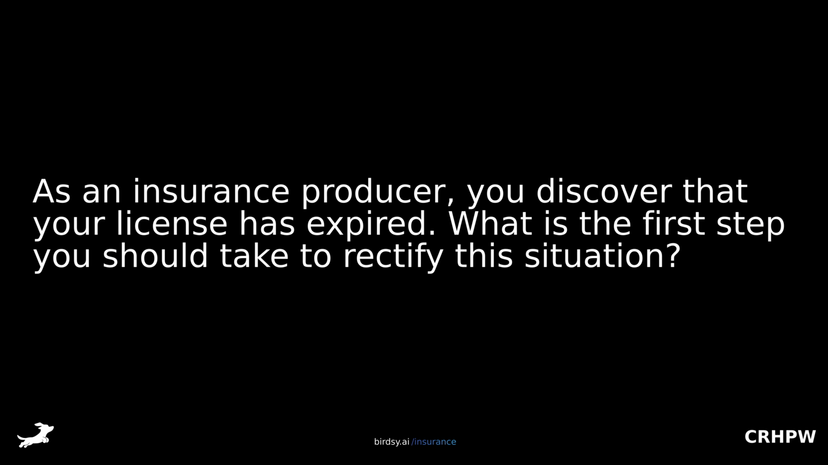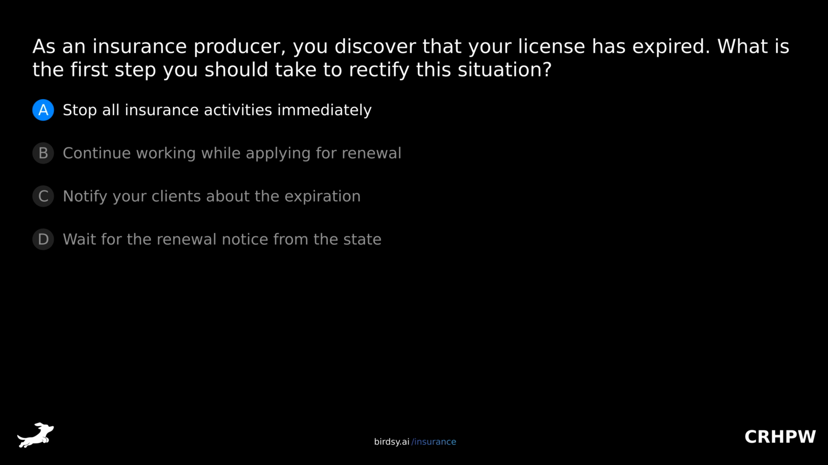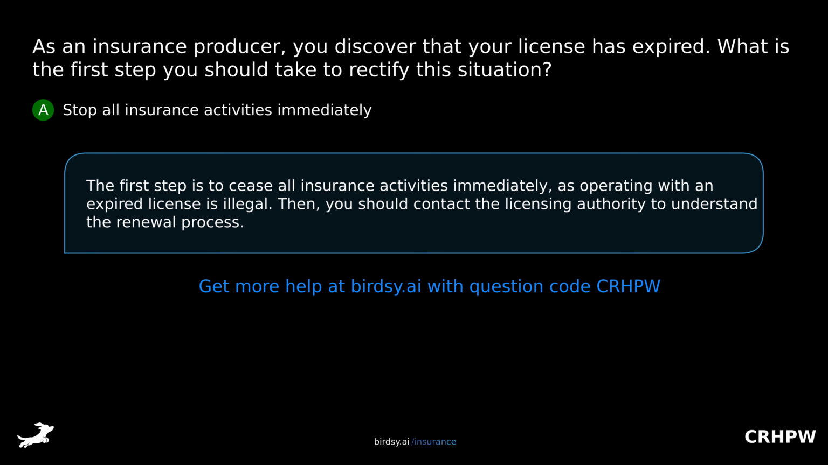As an insurance producer, you discover that your license has expired. What is the first step you should take to rectify this situation? Is it A, stop all insurance activities immediately, B, continue working while applying for renewal, C, notify your clients about the expiration, or D, wait for the renewal notice from the state? The answer is A, stop all insurance activities immediately. The first step is to cease all insurance activities immediately, as operating with an expired license is illegal. Then, you should contact the licensing authority to understand the renewal process.